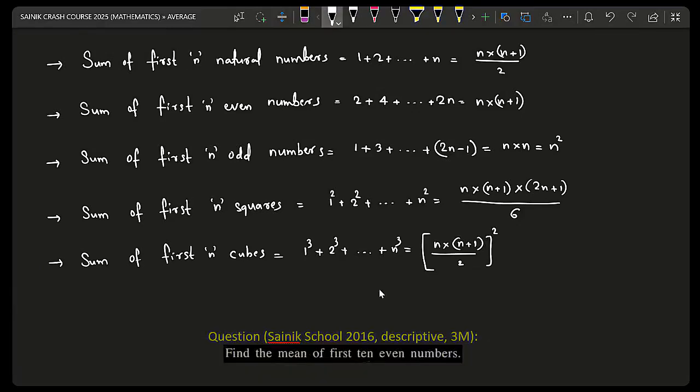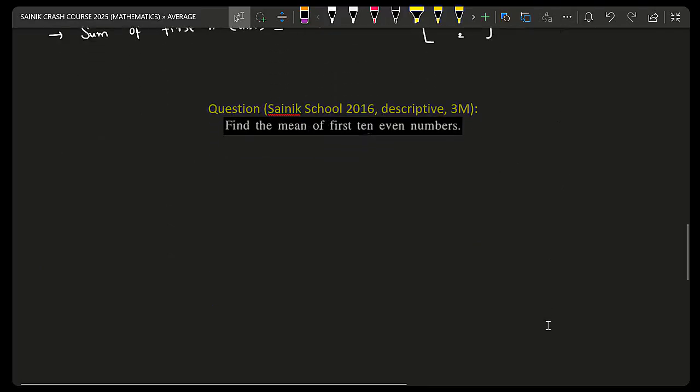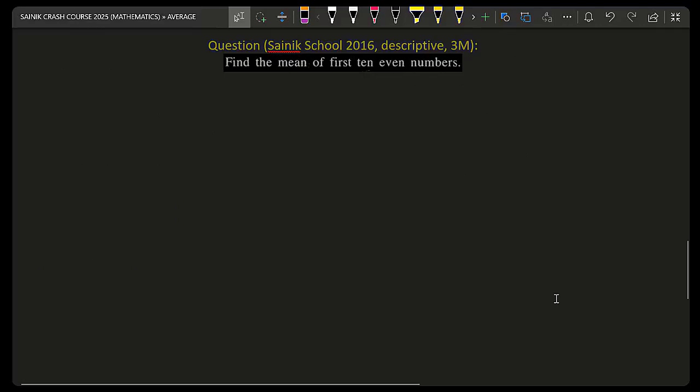So this is the first question that we are going to solve today. This question came in the 2016 descriptive exam for 3 marks. Find the mean. Mean is nothing but average. Find the mean of the first 10 even numbers. Who will answer this question?